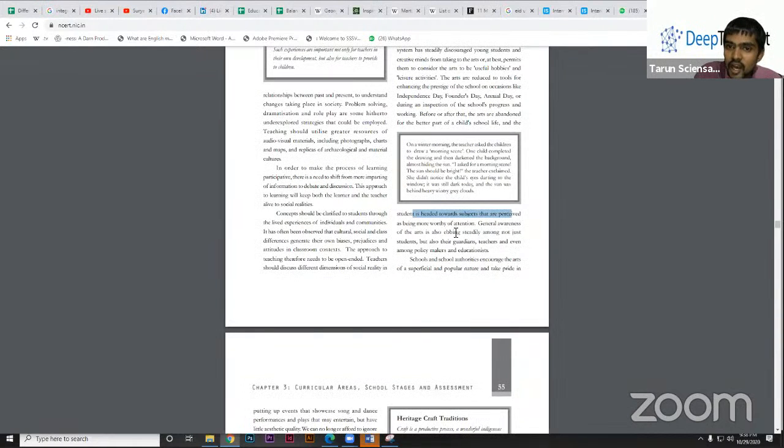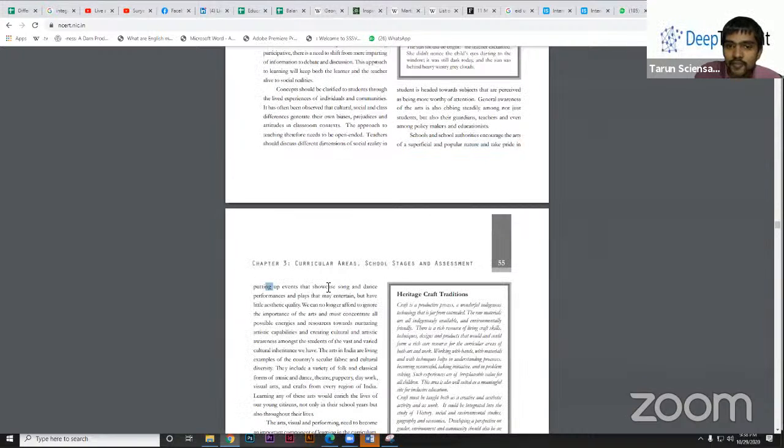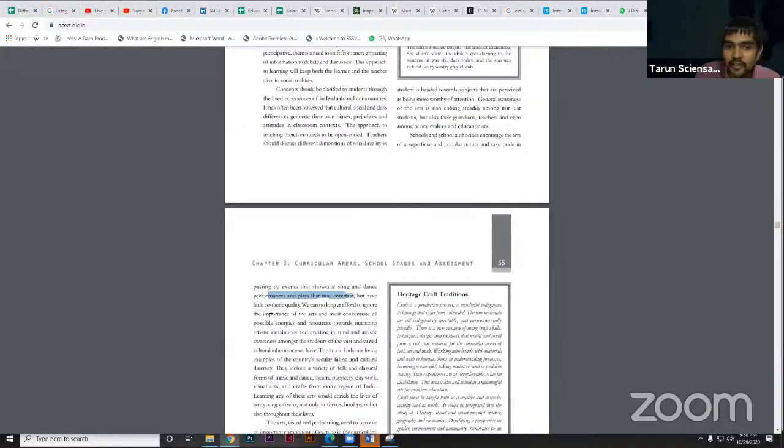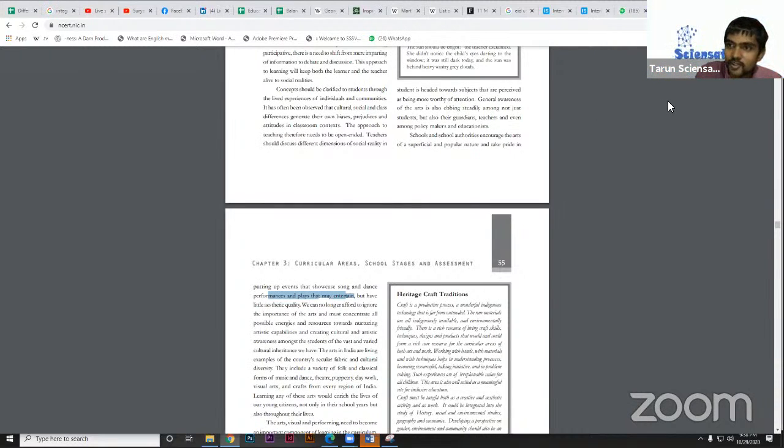General awareness of the arts is ebbing steadily among not just students, but also their guardians, teachers, and even among policymakers and educationists. Schools and school authorities encourage the arts of a superficial and popular nature and take pride in putting up events that showcase song and dance performances and plays that may entertain but have little aesthetic quality.